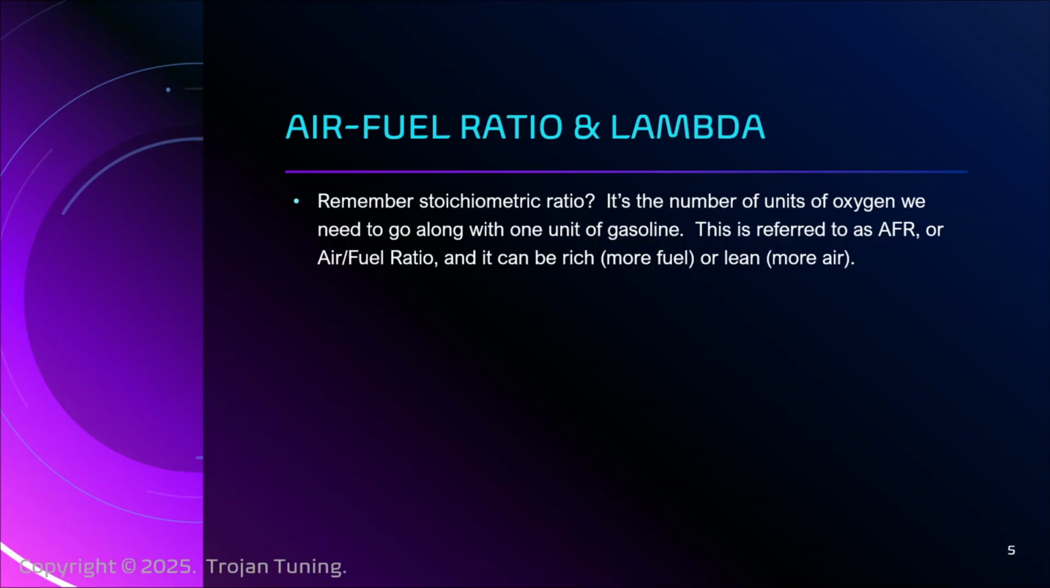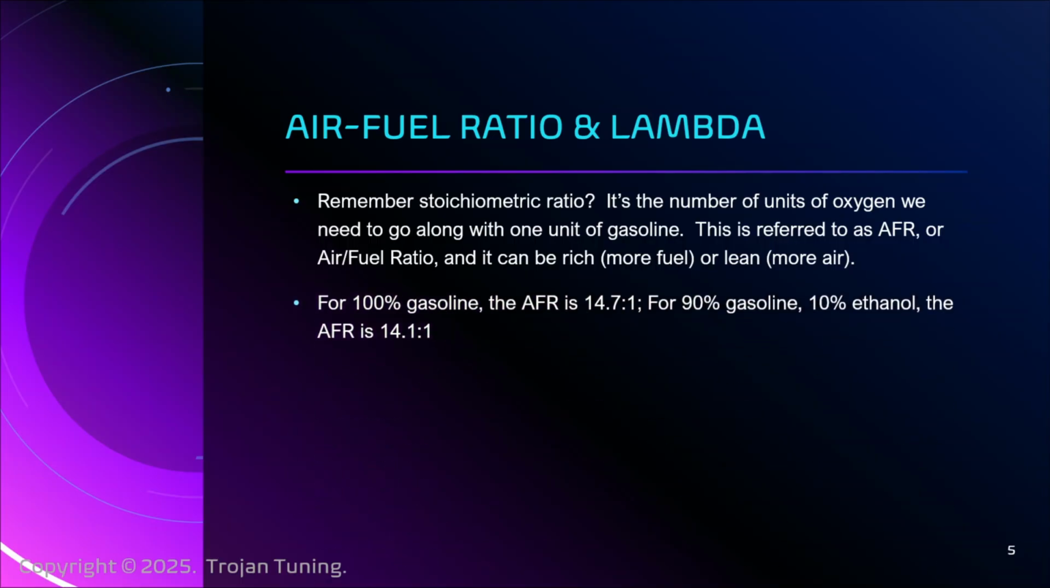If there is oxygen left over that could have been burned but wasn't, that is considered lean. And collectively, we refer to this as our air-fuel ratio, or AFR. Okay. For 100% gasoline, the air-fuel ratio is 14.7 to 1. So I need 14.7 units of oxygen to go to 1 unit of gasoline for a clean burn.